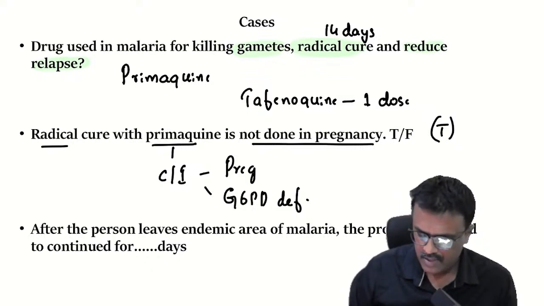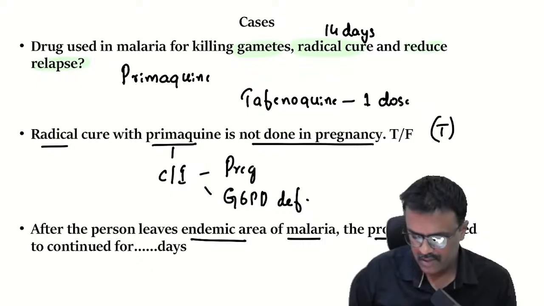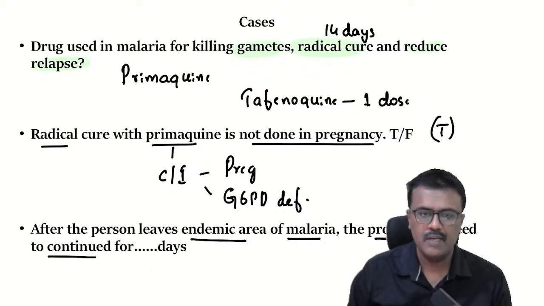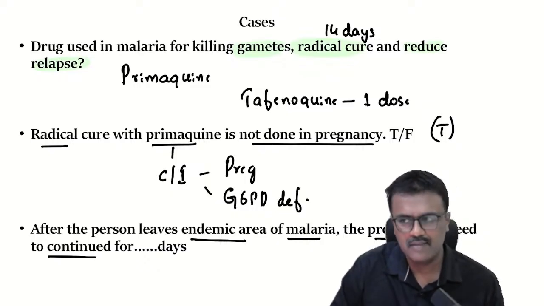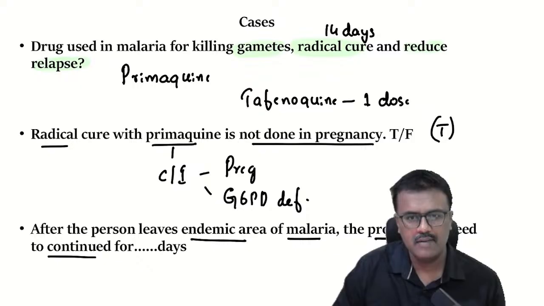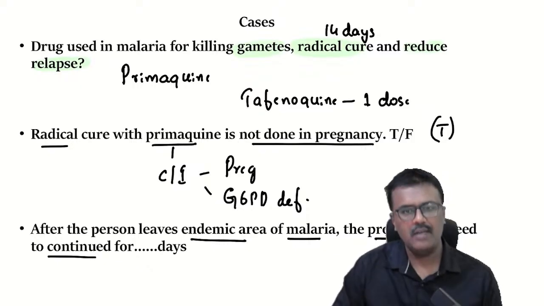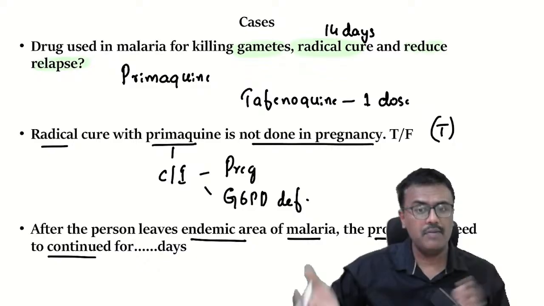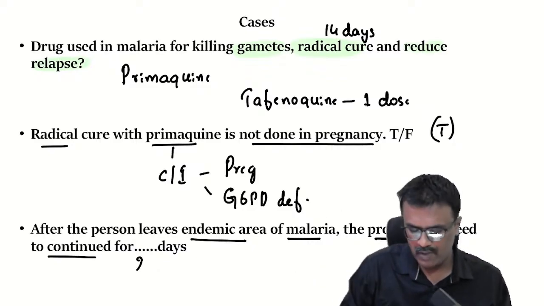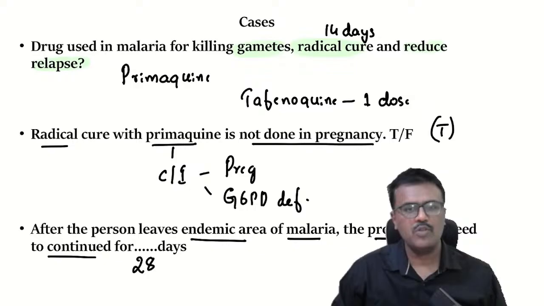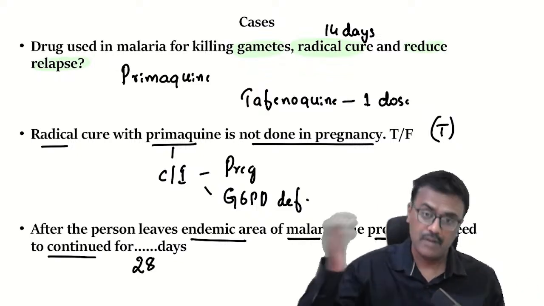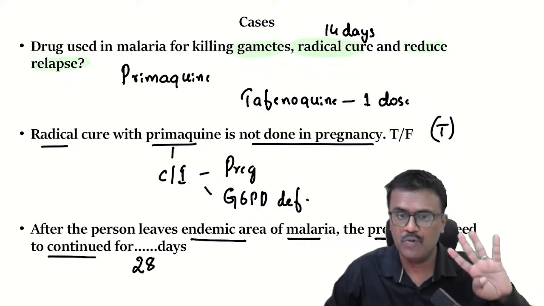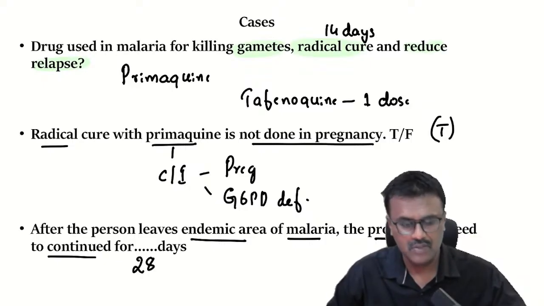After the person leaves the endemic area of malaria, the prophylaxis needs to be continued for how many days? Usually when somebody goes to a malaria endemic area, they have to take prophylaxis. If it is doxycycline, we start 1 to 2 days before the journey and give it daily during the journey, and after coming back they also have to take it for 28 days. Suppose you are giving mefloquine, which is longer acting, it can be started 1 to 2 weeks before and taken every week during the journey. After coming back, mefloquine should also be taken for 4 weeks. So this is very, very important.